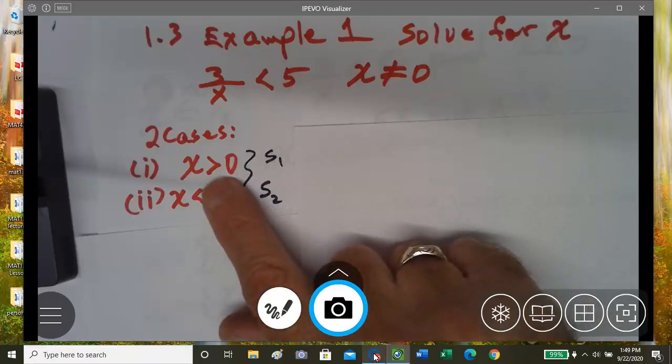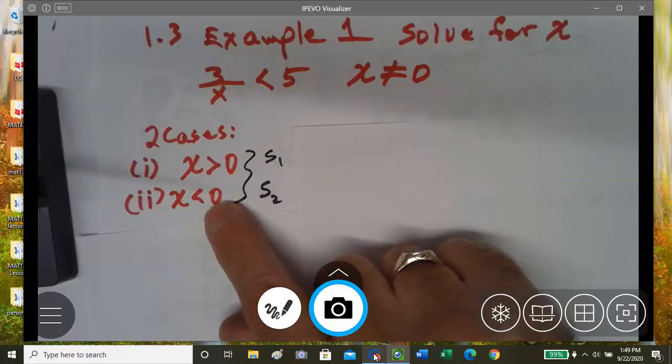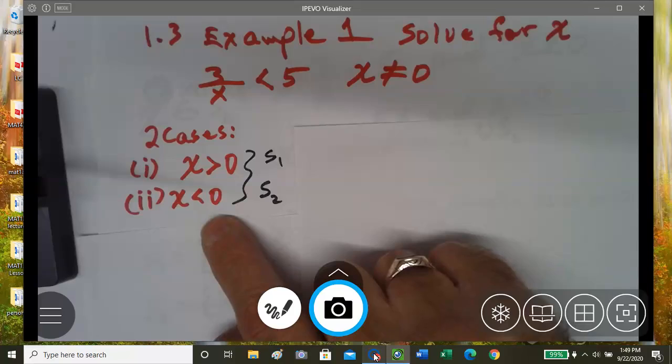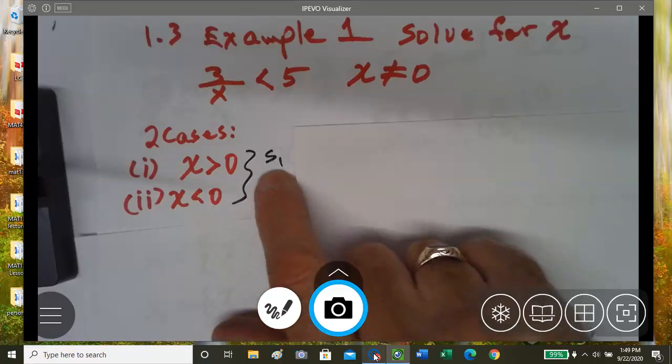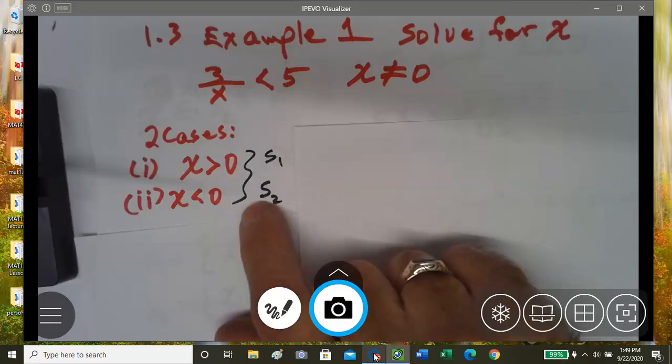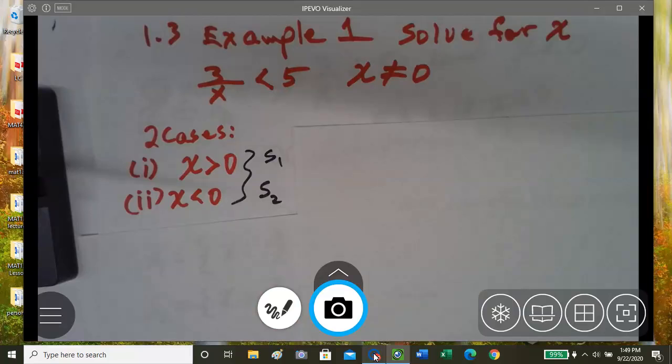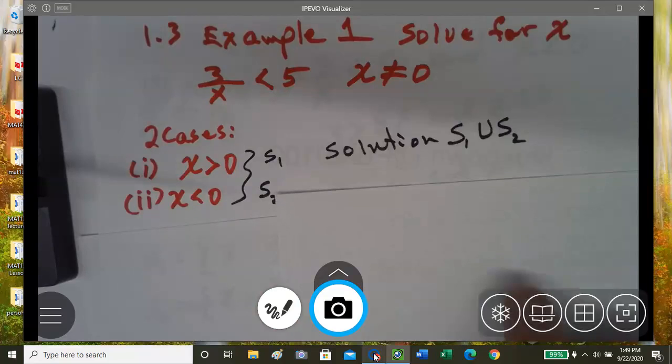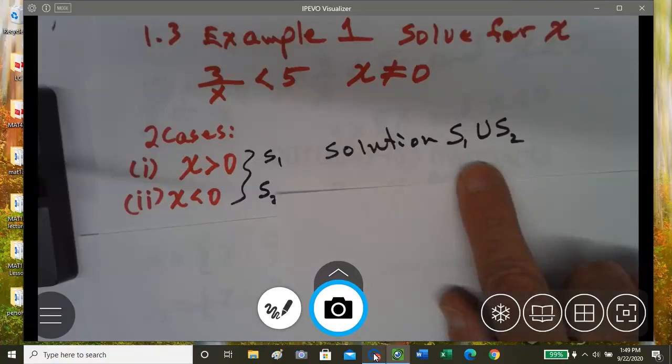Case 1 is where x is positive, where x is greater than 0. Case 2 is where x is negative, where x is less than 0. Case 1, we'll assign a set S1 to that. Case 2 will be set S2. So when we're finished, the solution is going to be the union of set S1 and S2.